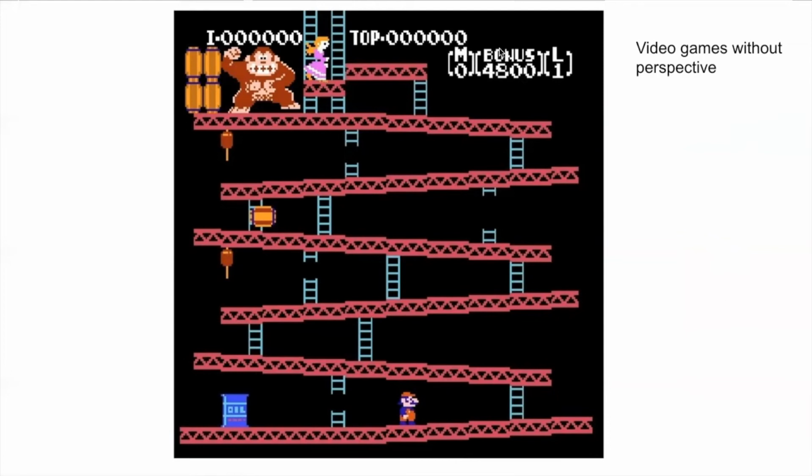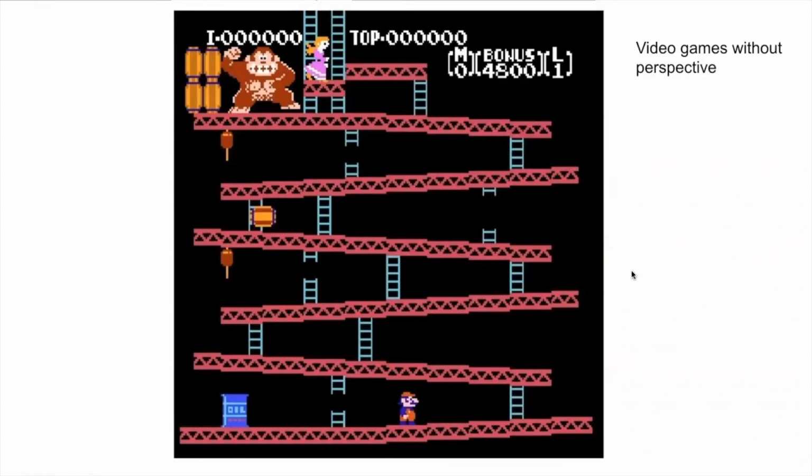Mario just goes up and down on this flat surface. There is absolutely no depth in this graphic.